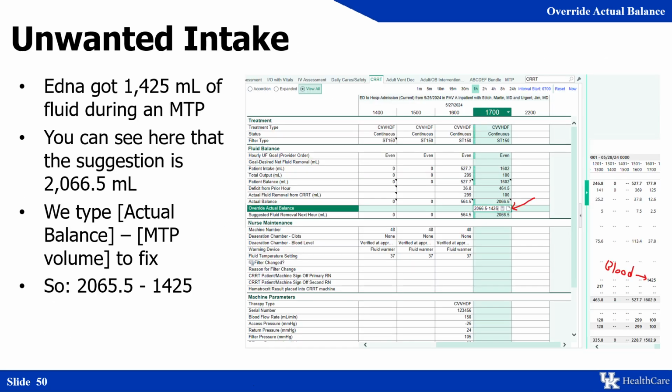Let's first talk about that MTP, where Edna got 1,425 mLs of fluid of quote-unquote unwanted intake. You can see that the suggestion, if you run your time column as you're supposed to at 5 o'clock, is 2,066.5. Obviously, we don't want to pull that, and we don't want that to count against us. So in order to fix it, we will type the actual balance minus the unwanted intake to fix. So in that case, it is 2,066.5 minus 1,425.